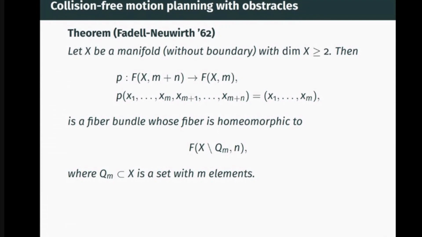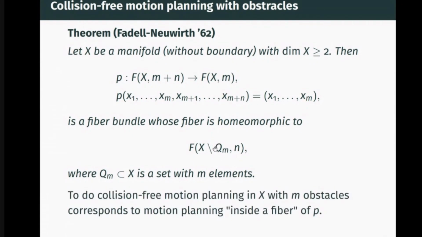Now this is the idea: in this way we can see the base space of the fibration, F(X, m), as a parameter space, because this is really the parameter of our motion planning problem. So to do collision-free motion planning with respect to m fixed obstacles, with n different robots moving in X that should not meet Q_m, we would do motion planning inside a fiber of this fibration. And of course, we're staying inside the same fiber.